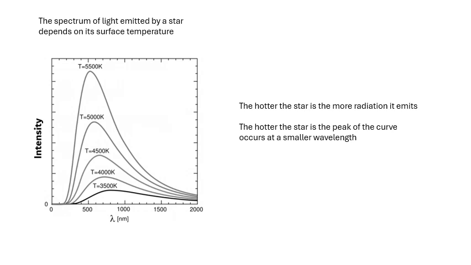Two important things: the hotter the star is, the more radiation it emits. So look at the numbers, look at the temperatures. And then secondly, the hotter the star is, the peak of the curve happens at a smaller wavelength. So as the temperature gets bigger, look where the peak is on all of these curves, and you'll see that the peak happens at a smaller wavelength when the temperature is bigger.